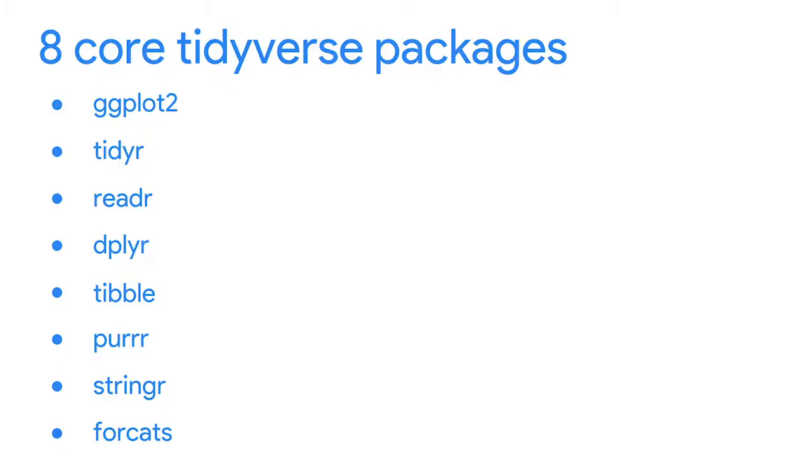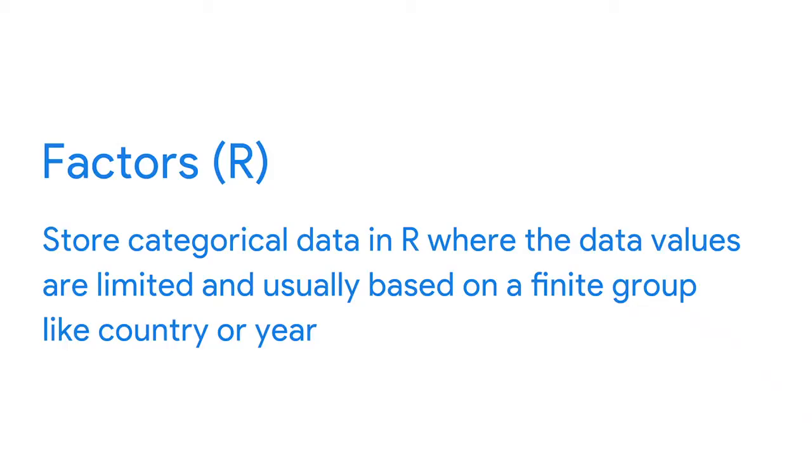The other four packages are definitely useful too, but you might not use them as often. Tibble works with data frames. Purrr works with functions and vectors, helping make your code easier to write and more expressive. stringr includes functions that make it easier to work with strings. Forcats provides tools that solve common problems with factors. As a quick reminder, factors store categorical data in R, where the data values are limited and usually based on a finite group like country or year.